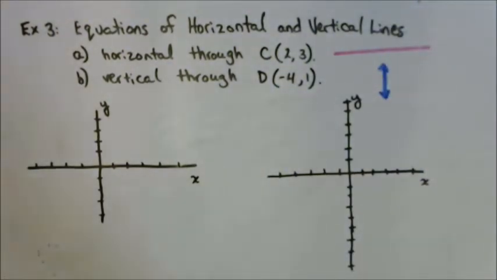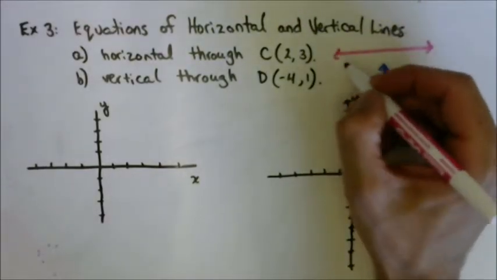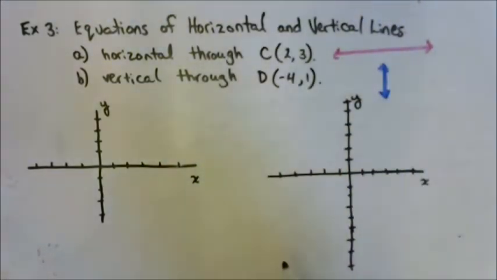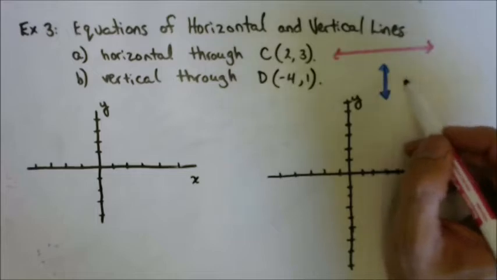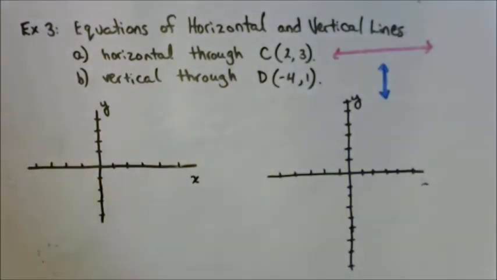The tricky part about them is that if a line goes just left and right forever and not up and down, it has no rise and it's tough to calculate slope. Same if it's vertical. It has no run. It's tough to calculate slope. So here's the simple way to think about it.